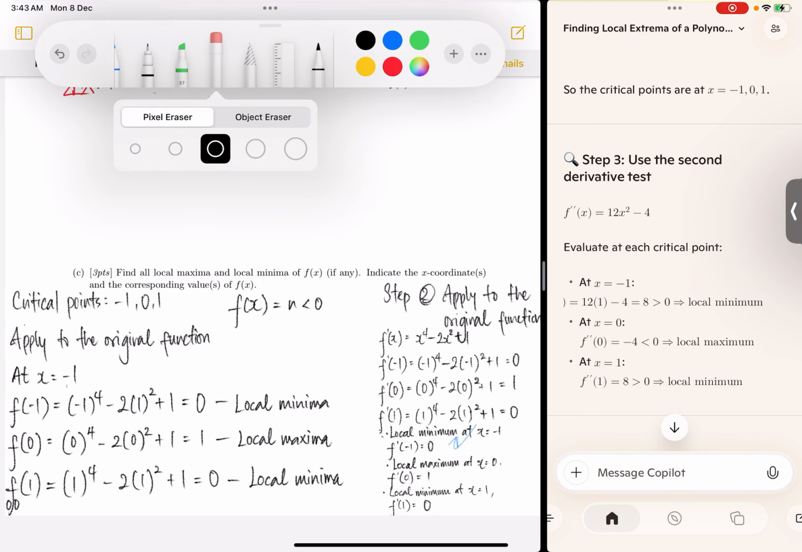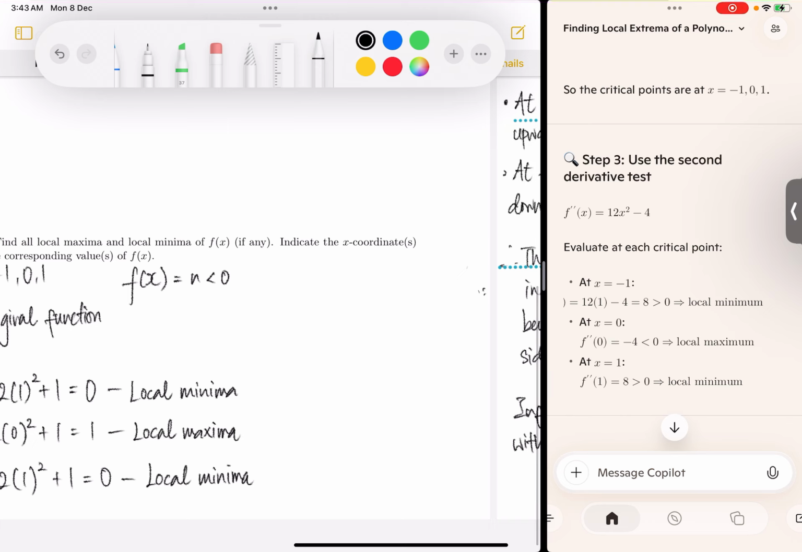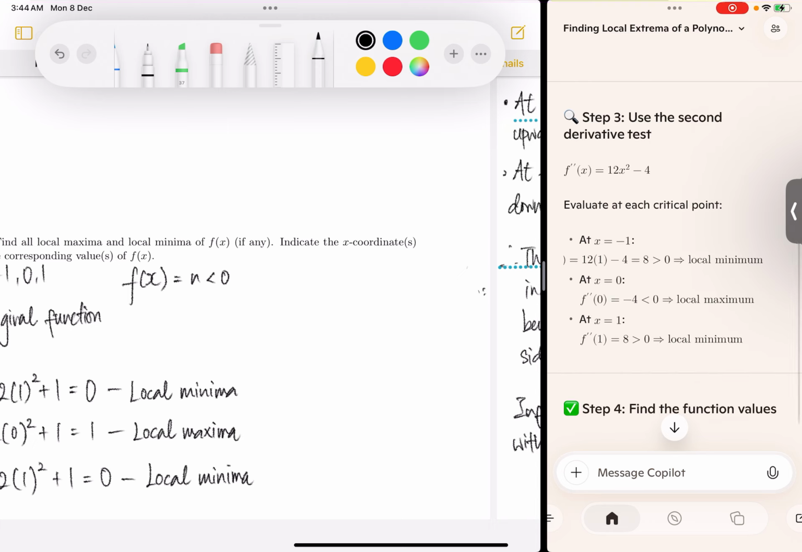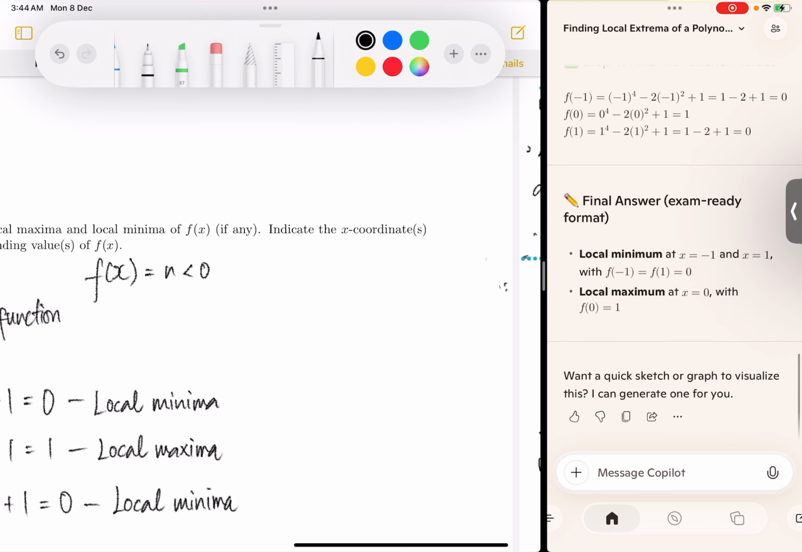So now we have to present it like the one here at the bottom. Ignore this, ignore this. We just have to present it like this. Okay, now we're presenting it. We can say that the local minimum is at x equals -1 with f(-1) equals 0.